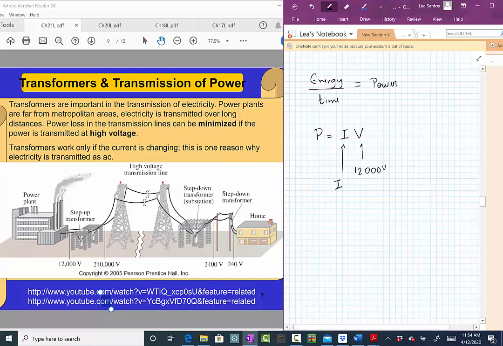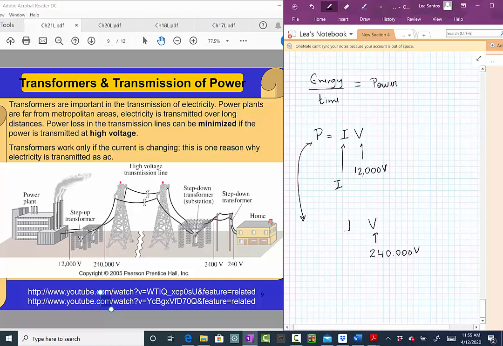In our case here, very close to the power plant, we are going to use a step-up transformer, which will increase this potential difference. Okay, so we are going to keep the same power, but the transformer is going to increase our potential difference. For example, in this case here, they are saying that it's going to become 240,000 volts. Okay, so it was 12,000 volts, and now it's going to be 240,000 volts. Enormous potential difference.